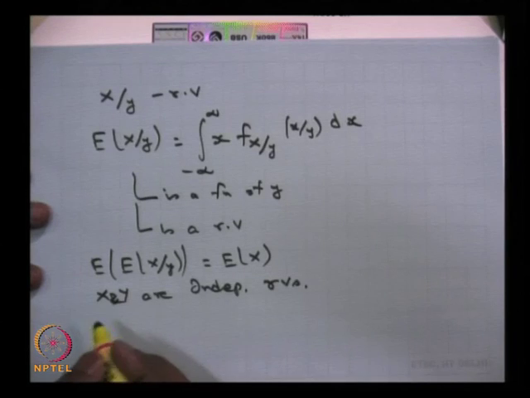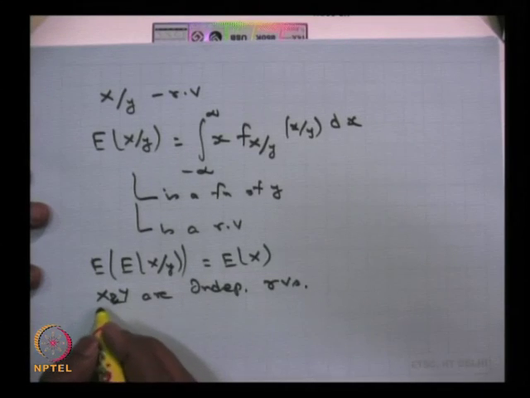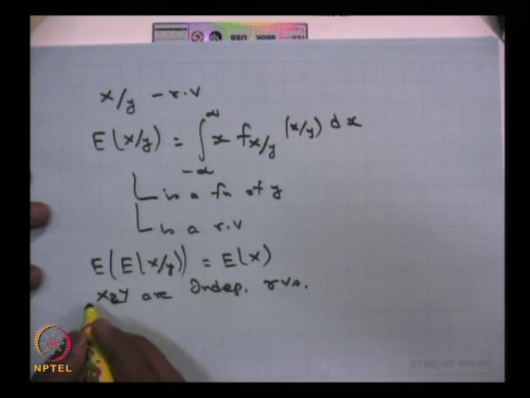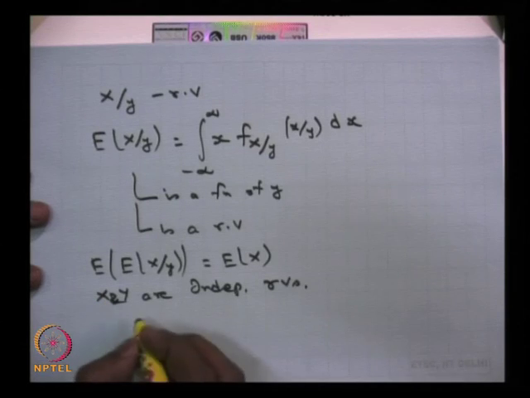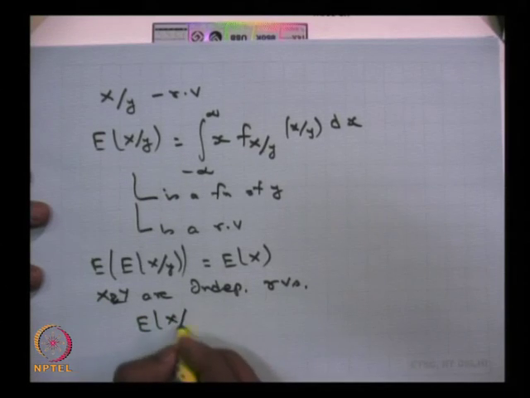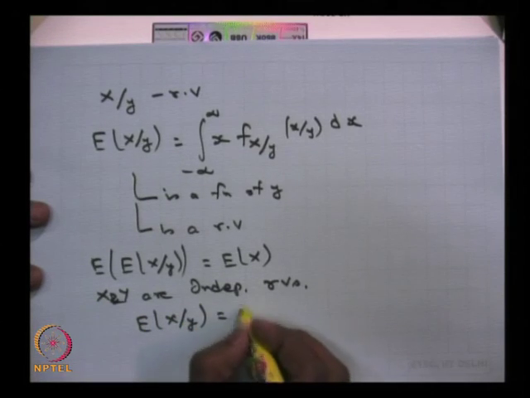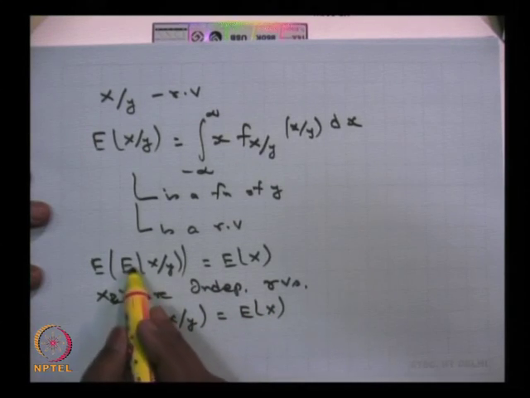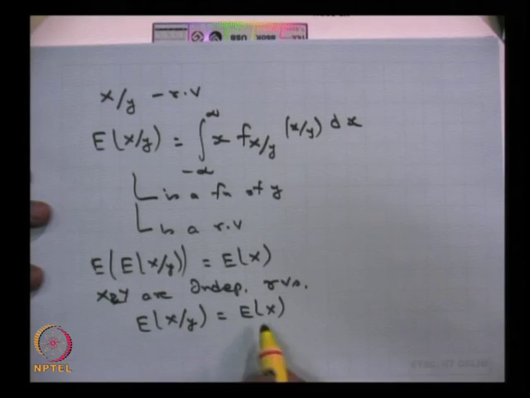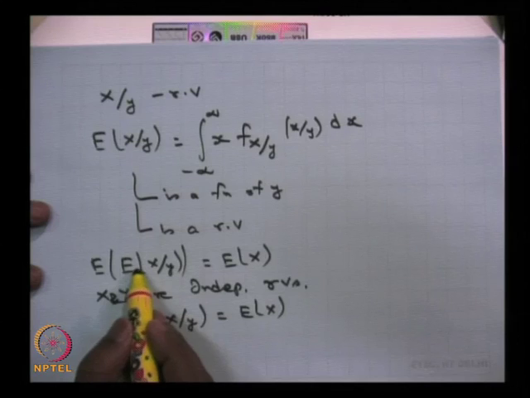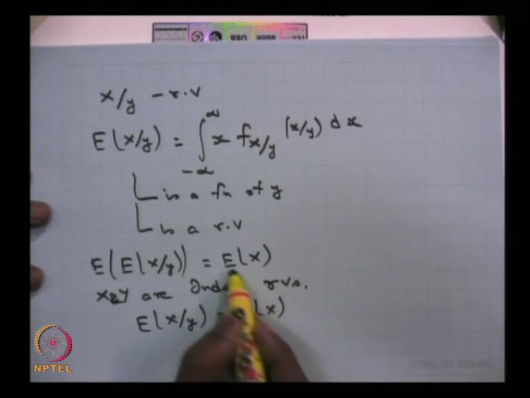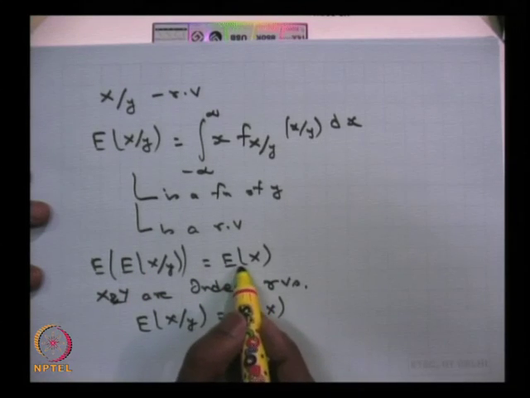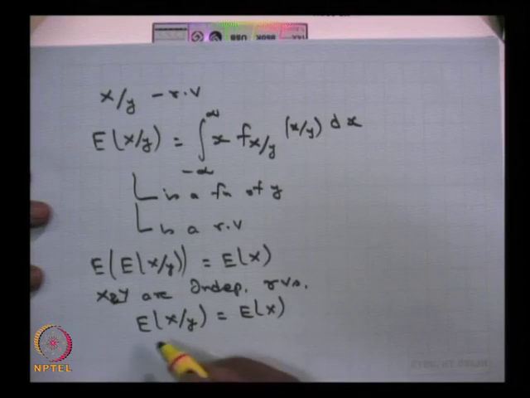Suppose you have two independent random variables. Then you know there is no dependency between the random variables x and y. Therefore, the expectation of x given y is the same as the expectation of x. This can be validated here also, because the expectation of x is a constant, and the expectation of a constant is the same constant. So that can be cross-checked.